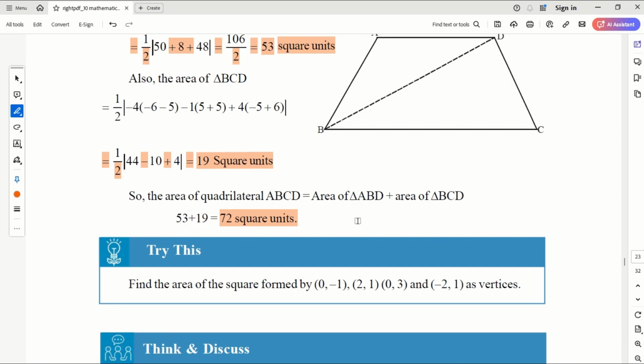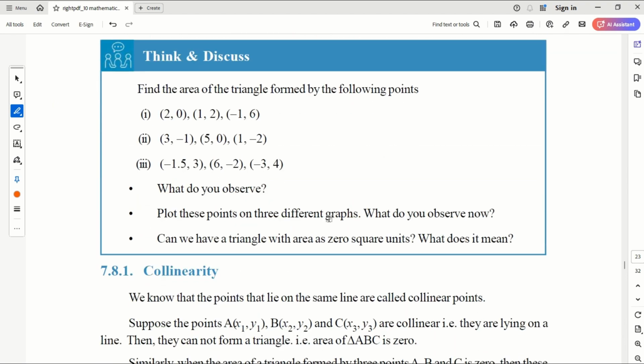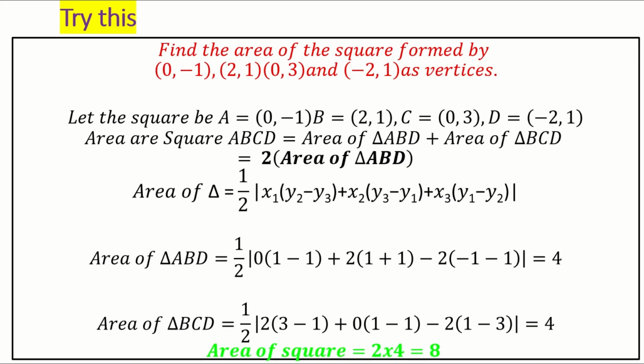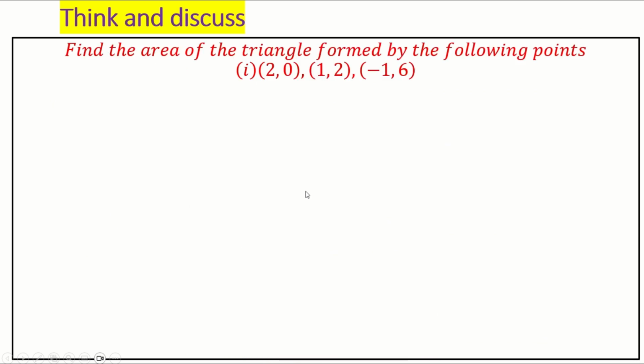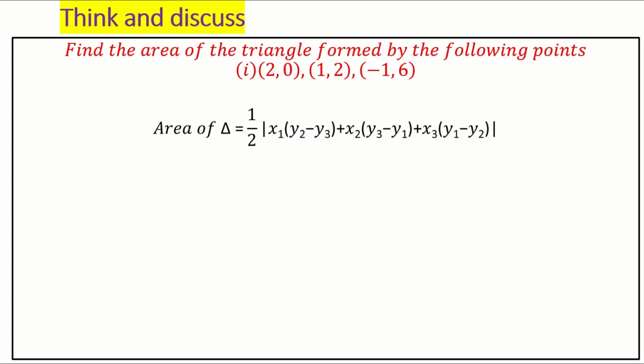Now, next. There is a Think and Discuss section here. Let's go here. Find the area of the triangle formed with the following points. This is a simple, straightforward problem.